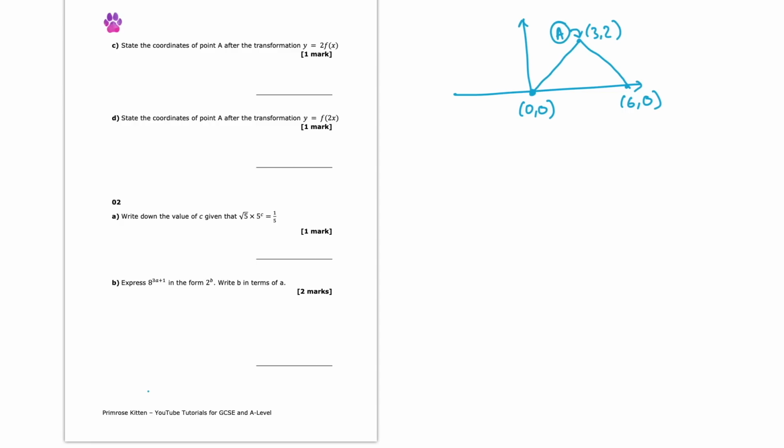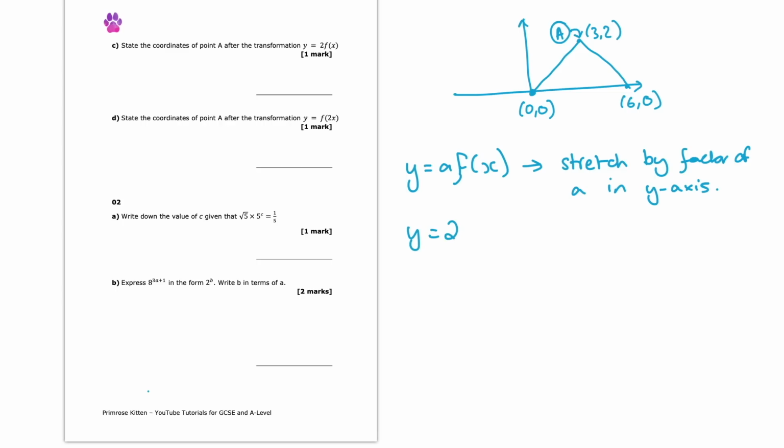Okay, so for this one, it comes back to knowing off by heart what this transformation means. So something of the form y equals a f of x. And we need to know that that is a stretch. Whenever you have a multiplied factor, we have a stretch. This one is going to be by a factor of a. Because it's outside of those brackets, it's going to affect the y-axis. So that means that when we have y equals 2f of x, it means we're stretching by a factor of 2 in the y-axis.